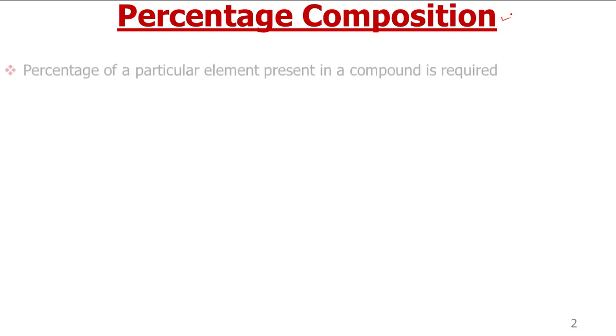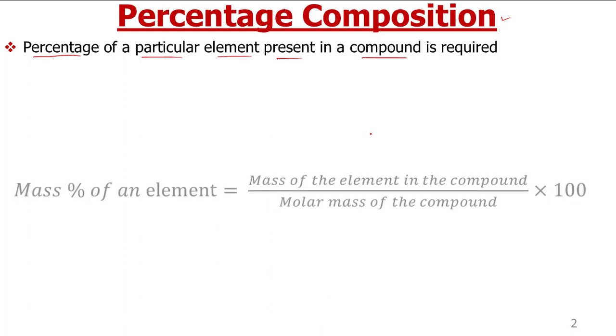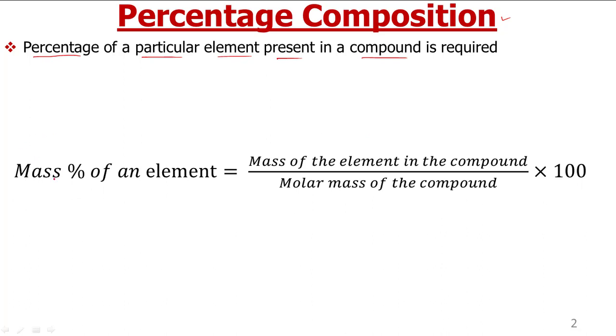First, let us discuss percentage composition. The percentage composition of any compound gives us the percentage of a particular element present in the compound. This information is called percentage composition, and it is given by a very simple formula.